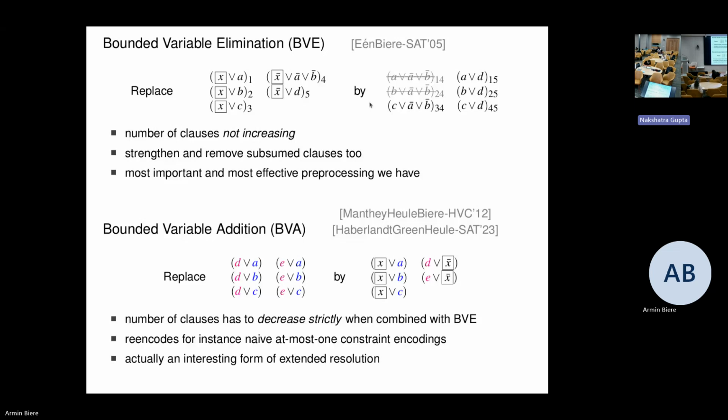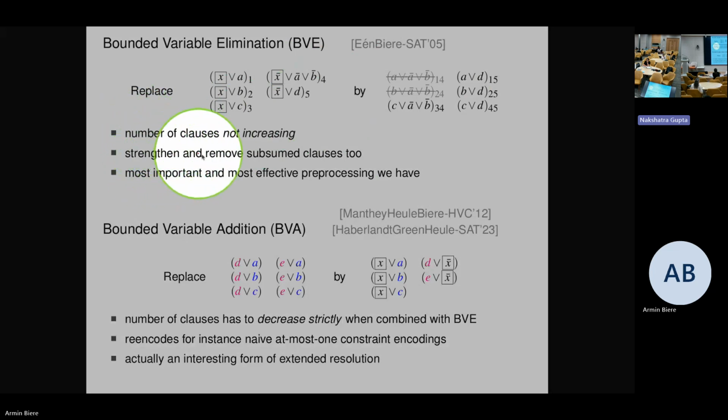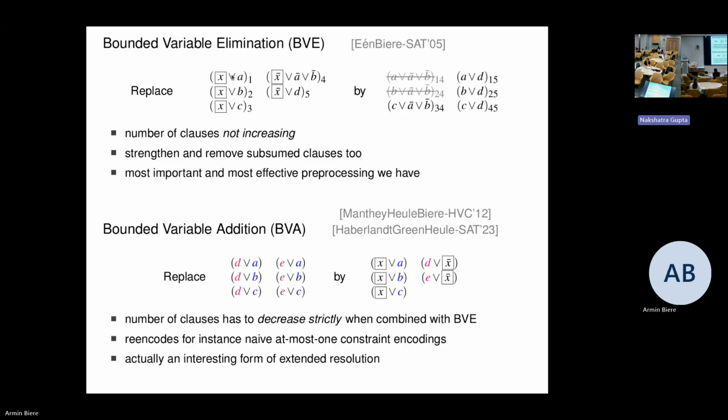And this is crucial for many industrial benchmarks. It reduces the formulas by 80%. All right, there's some part which I'm not talking about much today. We also figured out that during this process, you will get lots of subsumed clauses, and clauses you can strengthen by removing literals. We also presented algorithms for that, but I will not talk about this here. It is the most important and most effective preprocessing we have. So everybody's doing that since like 2006.